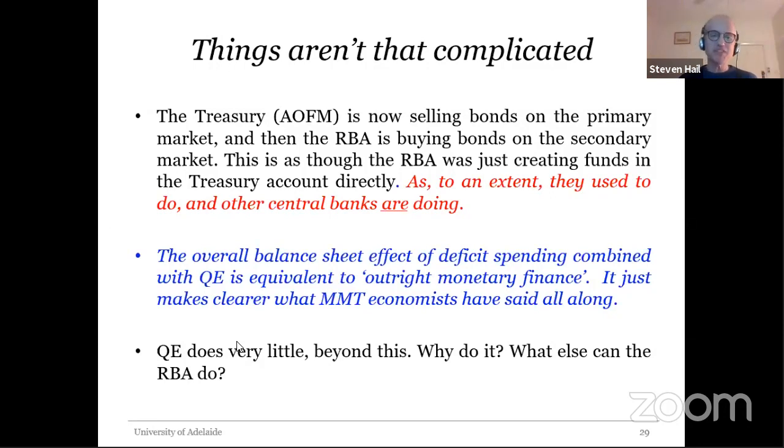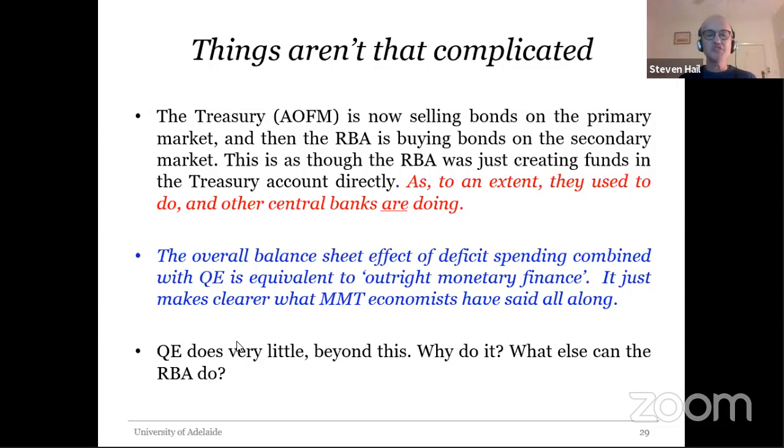You can sell bonds, if you like, in the primary market with one hand of the consolidated government sector, the Treasury, and buy them back again in the secondary market with the other hand of the consolidated government sector, the RBA. But really, the whole thing is pointless. Beyond making clear what has always been true, which is that the Australian Commonwealth government cannot run out of Australian dollars, given that it's a monetary sovereign currency issuer, quantitative easing achieves very little.